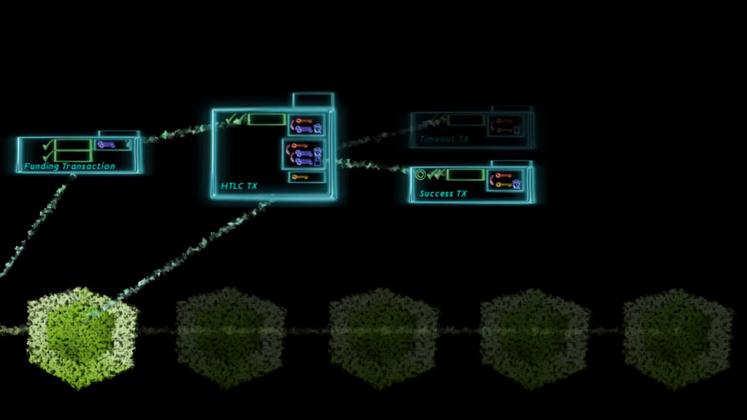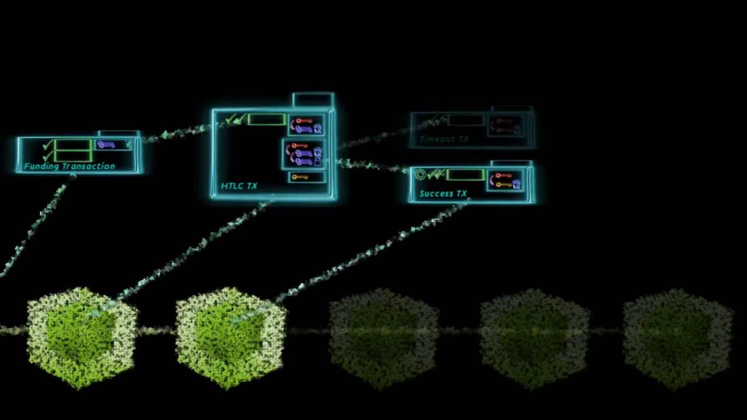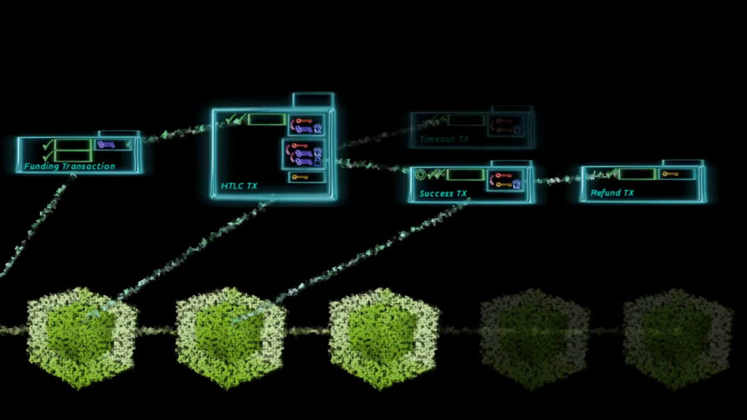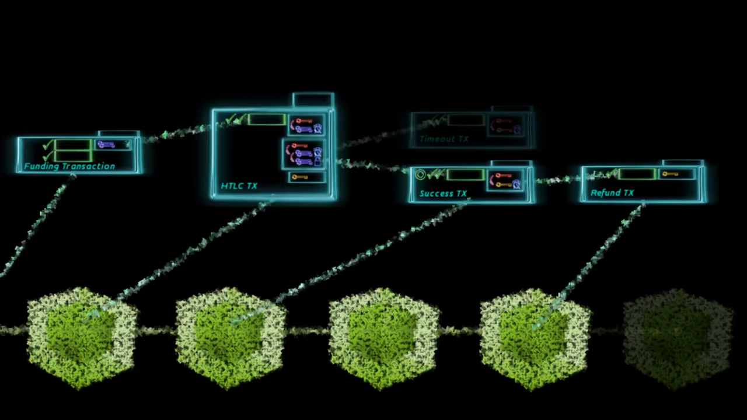In the event of a successful payment, the success transaction can be confirmed immediately before the refund path CLTV time lock expires. The redeemer of the payment must then simply wait for the success transaction's CSV time lock to expire and confirm the refund transaction to claim their funds.